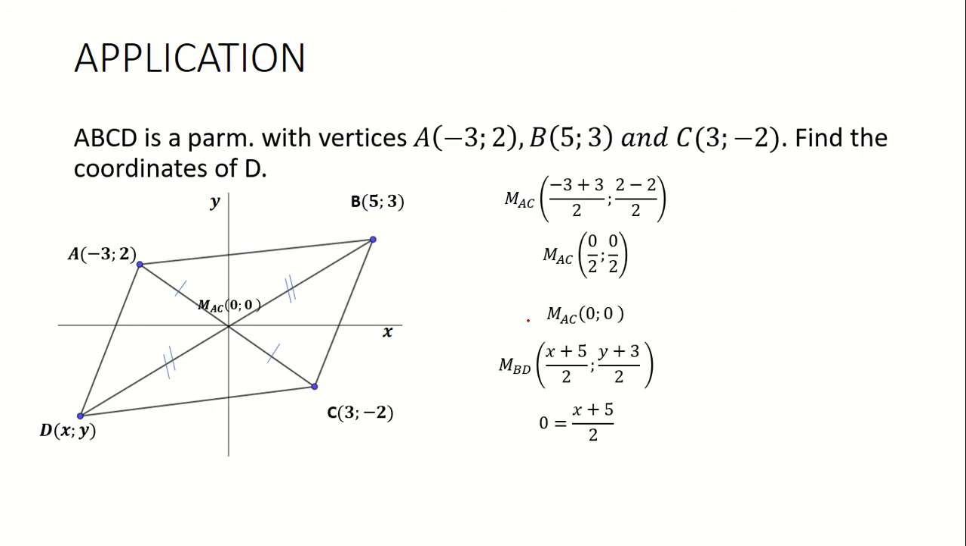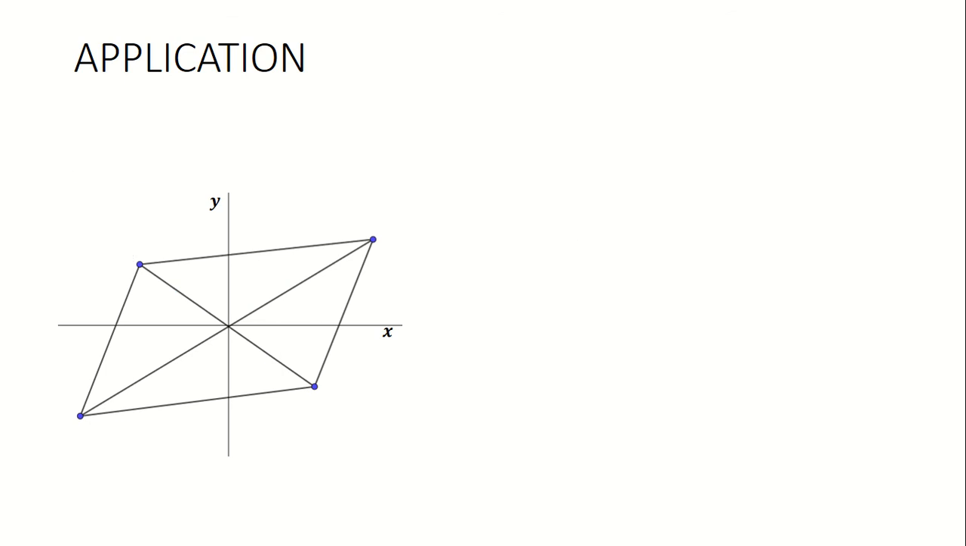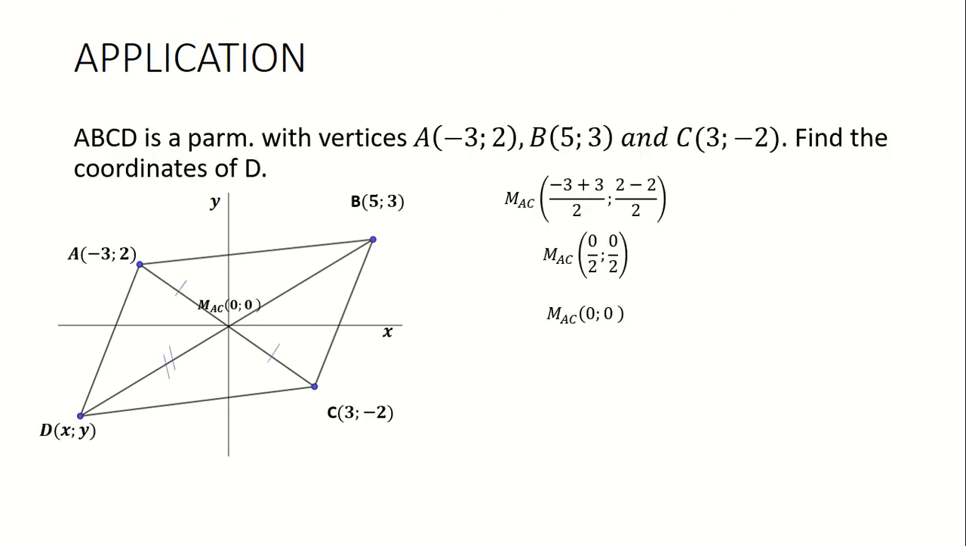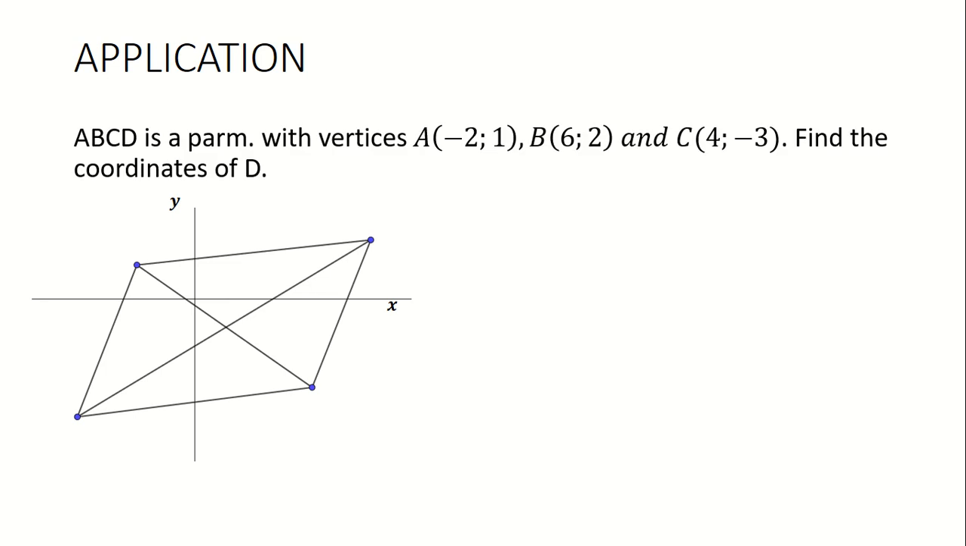But I do know that (5 plus x) divided by 2 is equal to 0, and that (y plus 3) divided by 2 should also be equal to 0. Then you just manipulate the formula to solve for x, and you manipulate the formula again to solve for y. So y will simply be minus 3, and I have shown you what your x value should be.